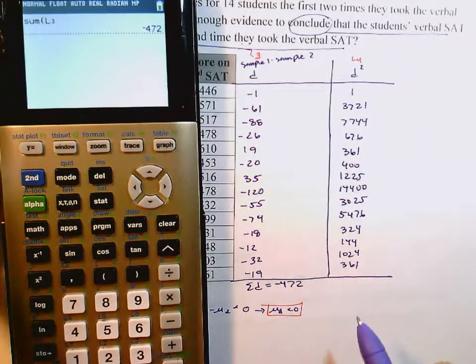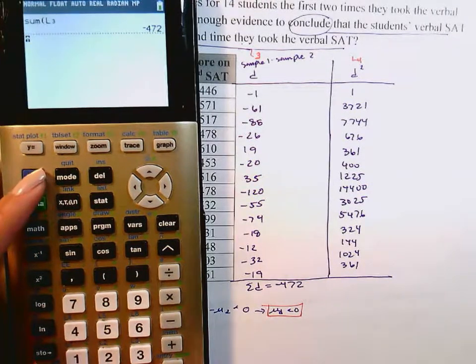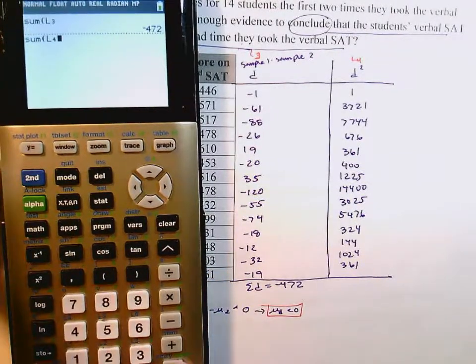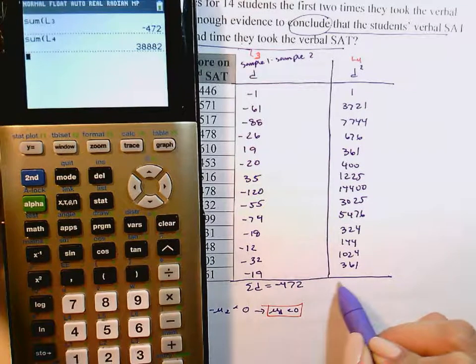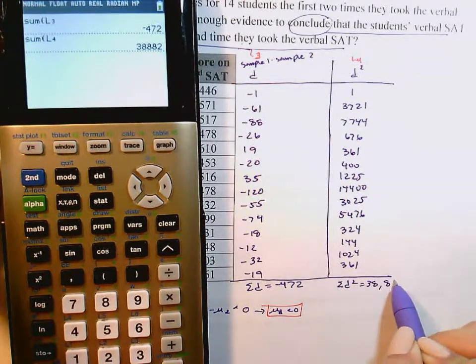And then we're going to find the sum of the D squared also, because we're going to need that as well. So again, second catalog, or you can go to second, enter, and then replace the L3 with an L4. And that gives me back 38,882. So the sum of D squared is 38,882.